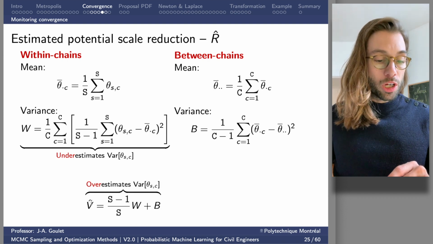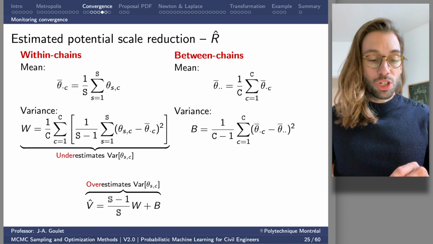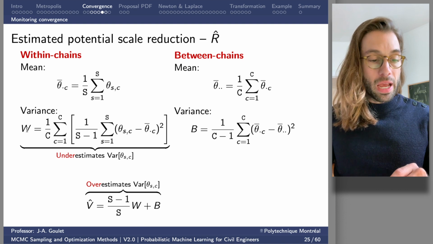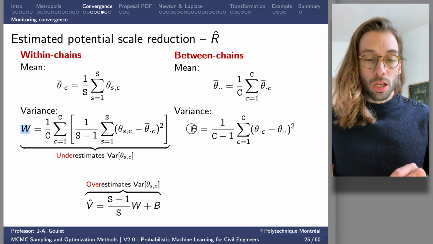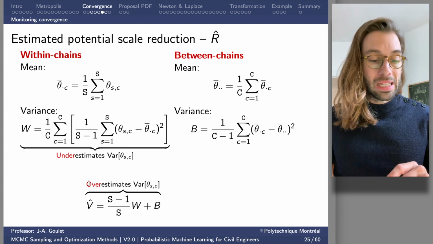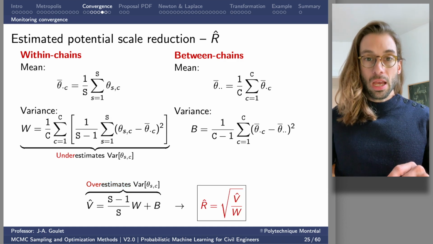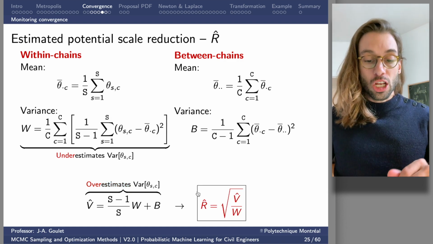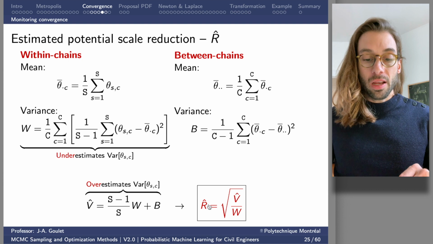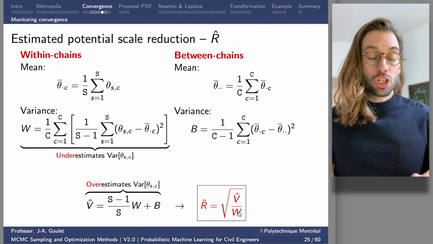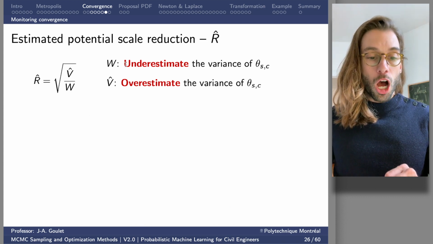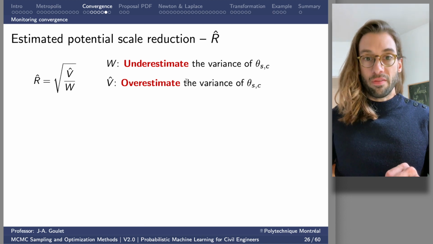At the end, we're going to define a quantity V hat, which is going to be S minus 1 divided by S times W, my estimate I have here, plus B, the between-chain variance I've calculated here. And this V hat has the property that it overestimates the variance. So my EPSR, R hat, is going to be defined as the square root of V hat, which overestimates my variance, divided by W, which underestimates my variance. So keep in mind, W underestimates, V hat overestimates the variance for my samples.